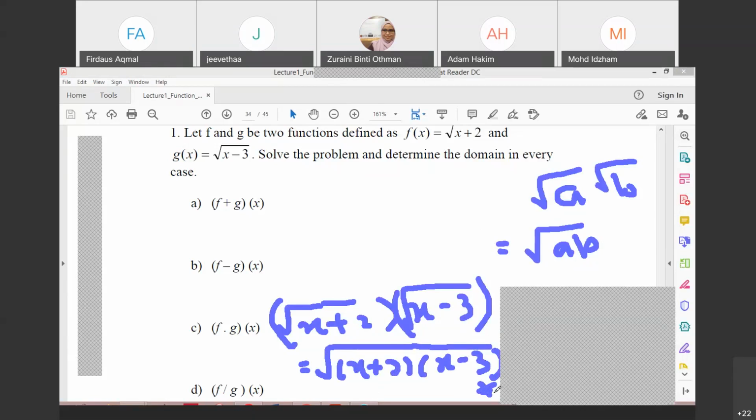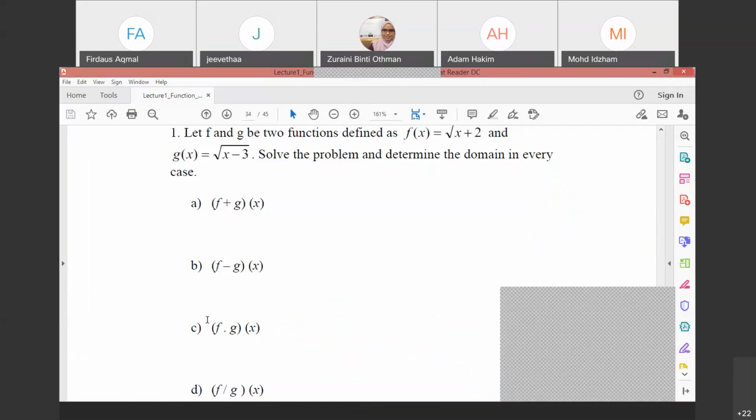Boleh? Yang ni nanti kita akan belajar this week. Dia punya properties macam ni. This week kita belajar dalam lecture nanti. Okay, this is the final answer for C. We can simplify for multiplication. Okay, so let's move to the question D.